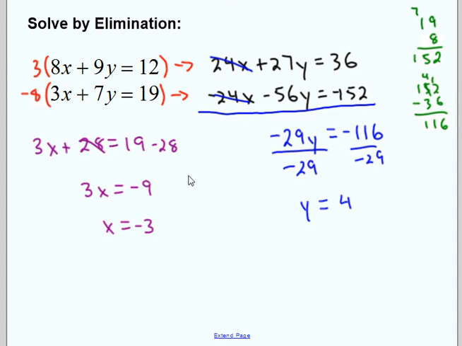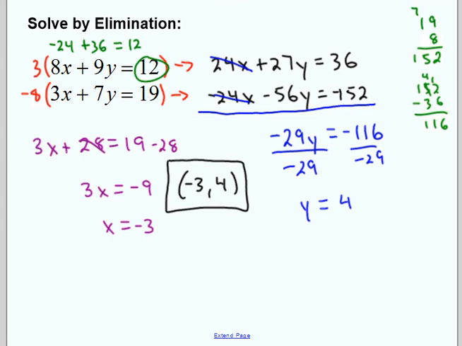Okay. So I'm saying the point where these two lines intersect is the point where x is negative 3 and y is 4. Before I box it in, I'm going to check it. I'm going to put negative 3 into here for x. And 8 times negative 3 is negative 24. Then I'm going to put 4 in for y. 9 times 4 is 36. Well, 36 minus 24 is 12. Exactly what we said it should be. So there's my answer. Boom.